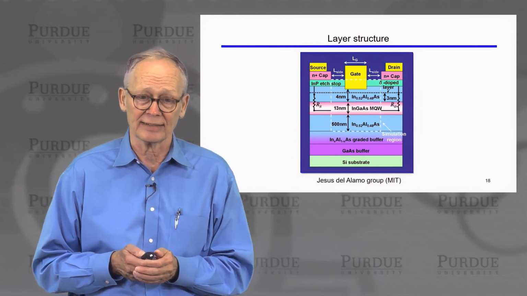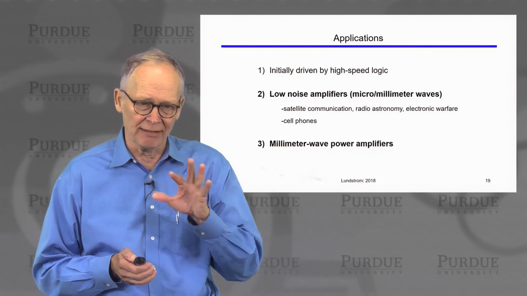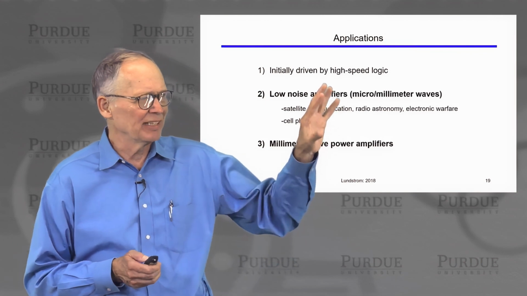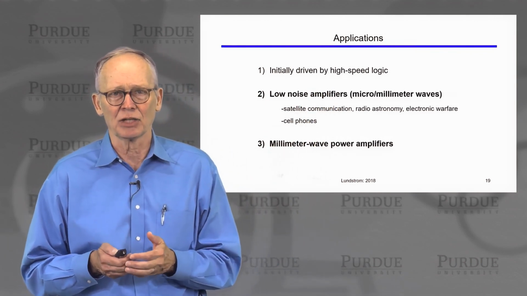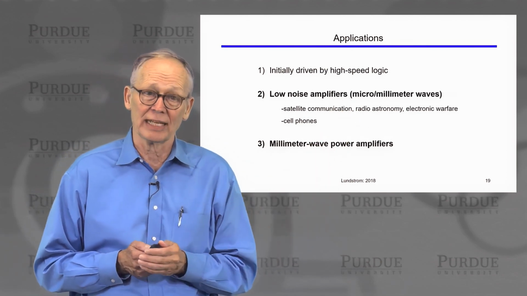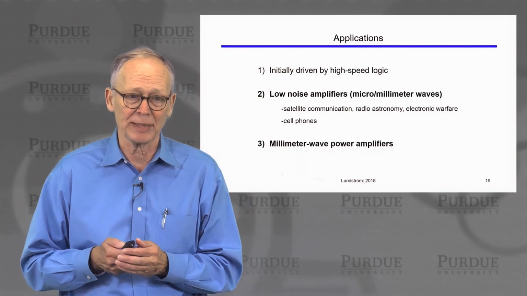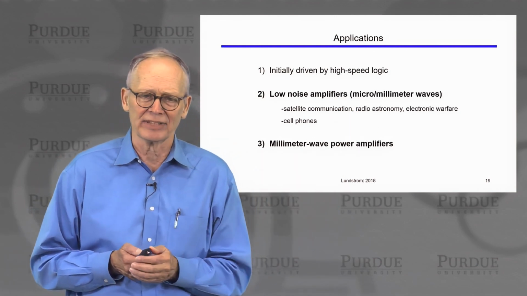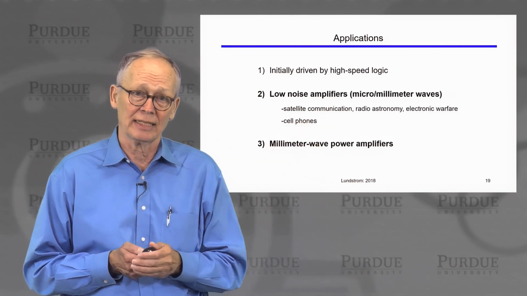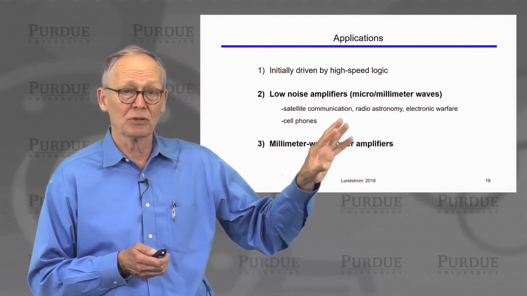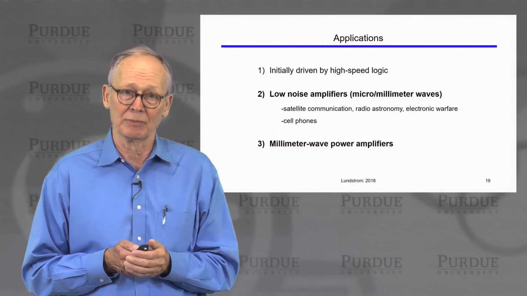low defect densities. There are many applications of HEMTs. They were initially explored for digital logic, but then their benefits for RF analog quickly became apparent. They're especially good at low noise amplifiers in the micro or millimeter wave RF spectrum. So they're used in satellite communication and radar astronomy and other applications, and also in cell phones themselves. They're also used in some applications as millimeter power amplifying devices.